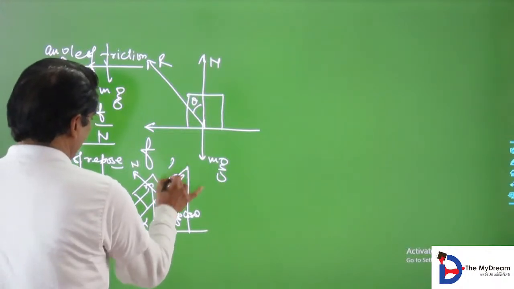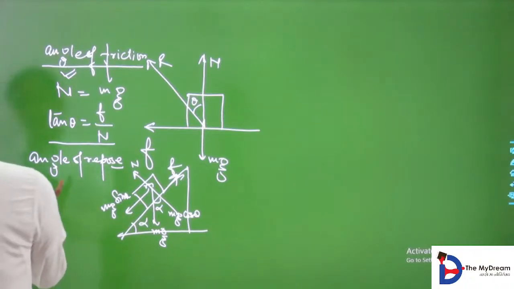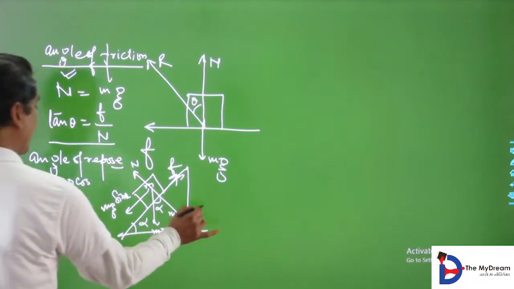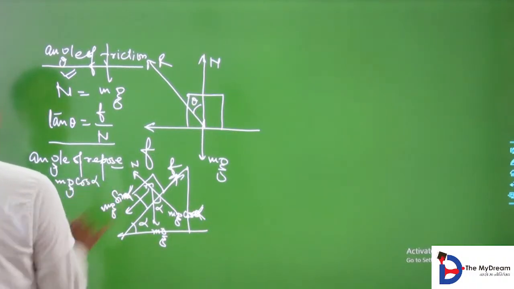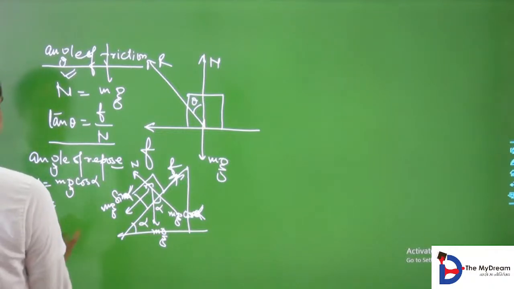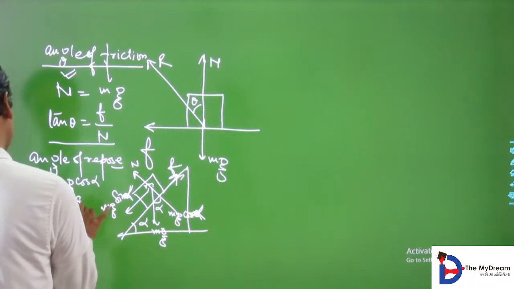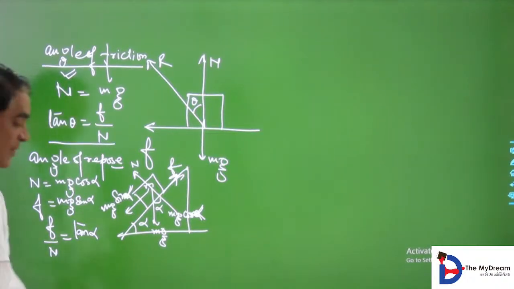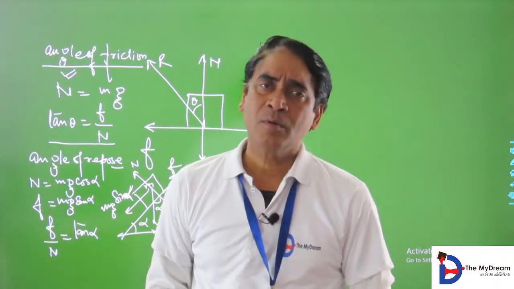यहाँ पर एक फोर्स लगा दिया. So N is equal to mg cos theta, अल्फा लिखो भाई, and F is equal to mg sin alpha. So F upon N gives tan alpha. In both the cases, there is no motion.